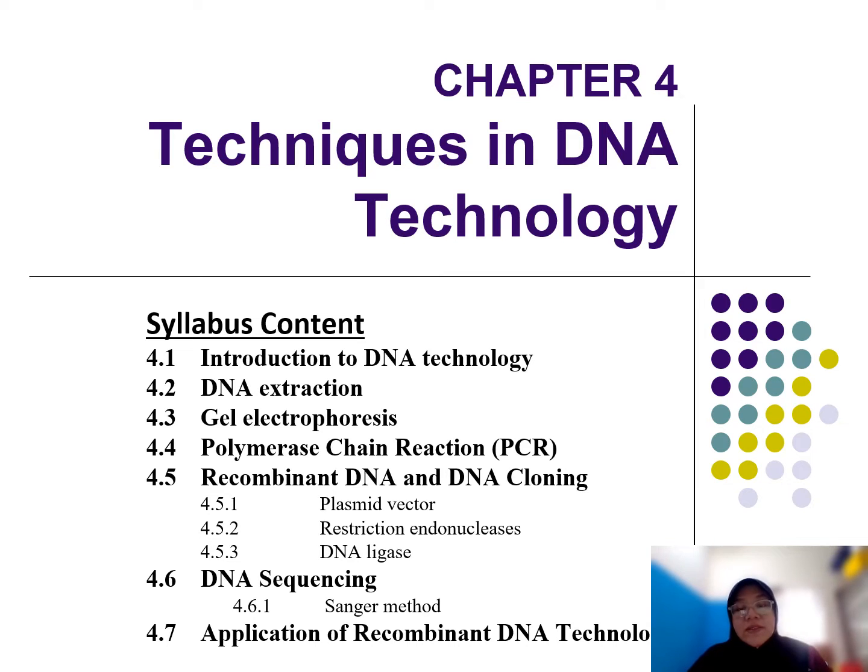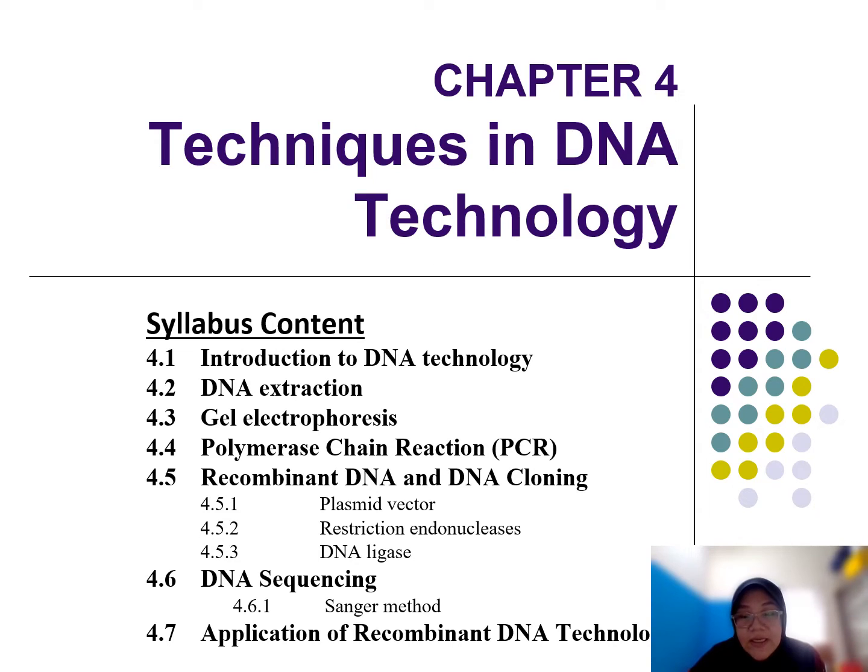In this chapter, we focus on the introduction to DNA technology. In modern DNA technology, we have to know there is a production of recombinant DNA. The production of recombinant DNA involves DNA extraction, electrophoresis, polymerase chain reaction, production of recombinant DNA, and then DNA sequencing.